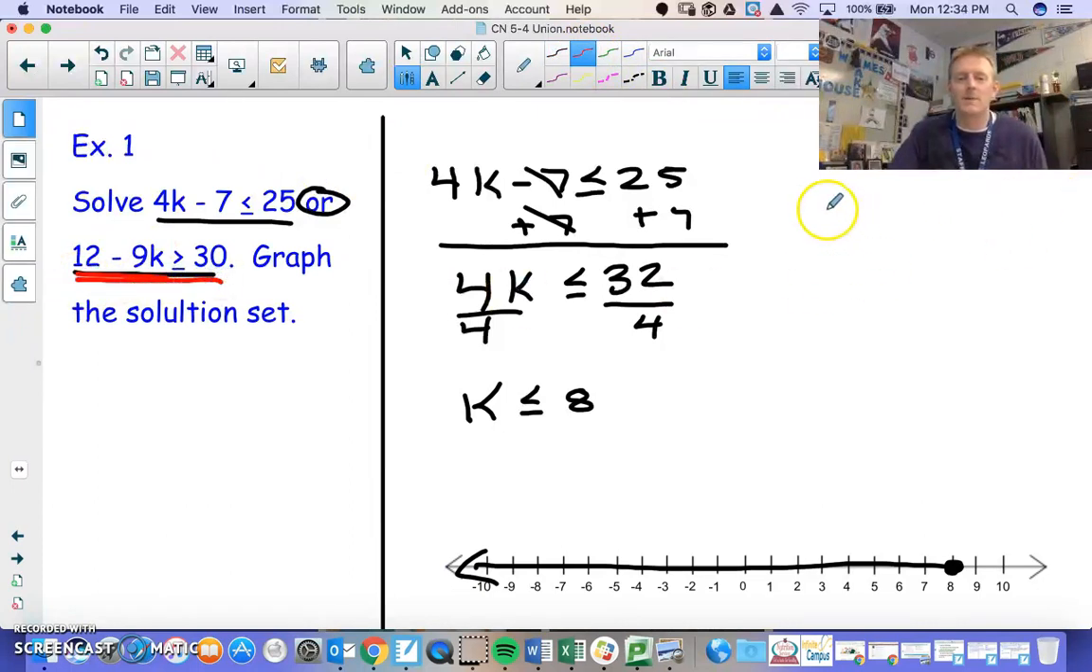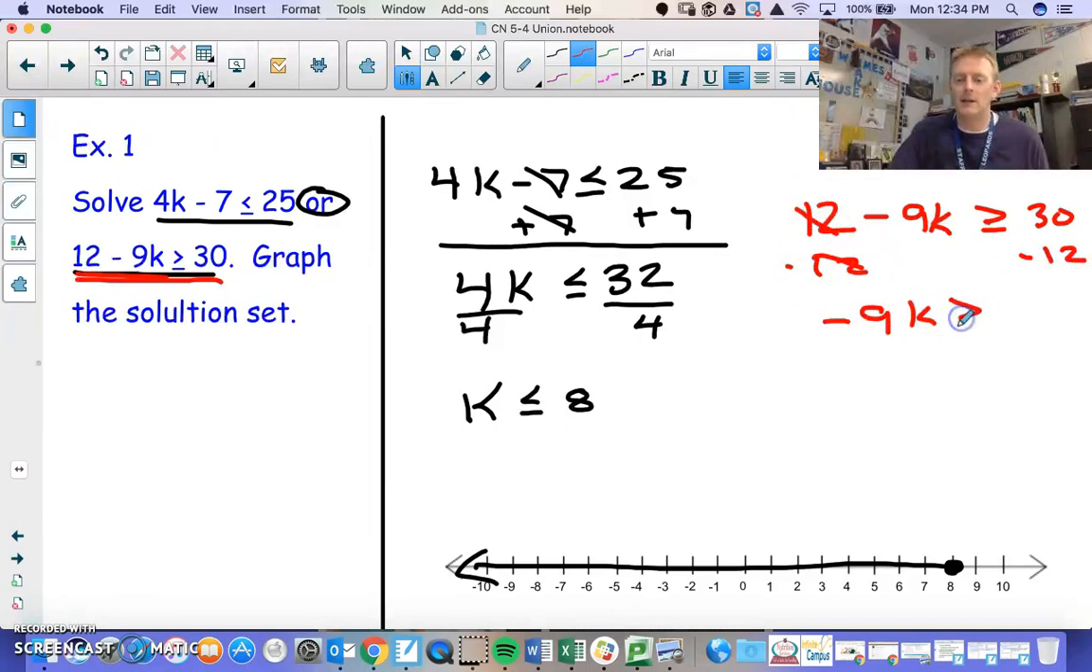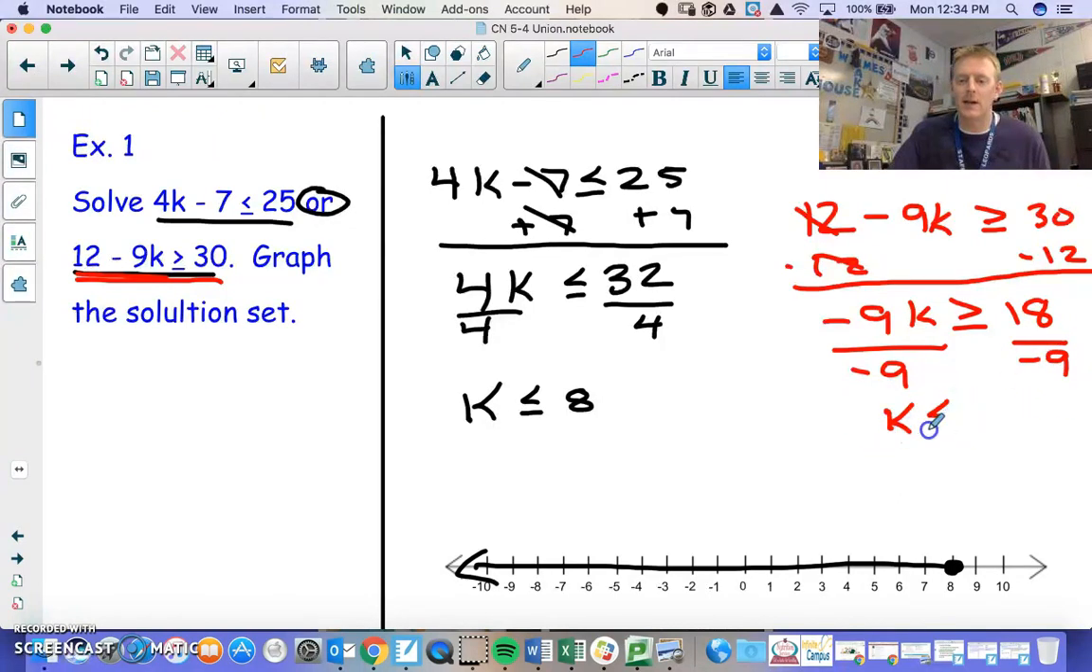Okay, that's good now. We have 12 minus 9k is less than or equal to 30. So we're going to subtract 12 from both sides, and then we have negative 9k is greater than or equal to 18 because we did the math there. We're going to now divide by negative 9. And because we divided by a negative number, the sign switches, so k is less than or equal to negative 2. So I have a closed circle and shading left.